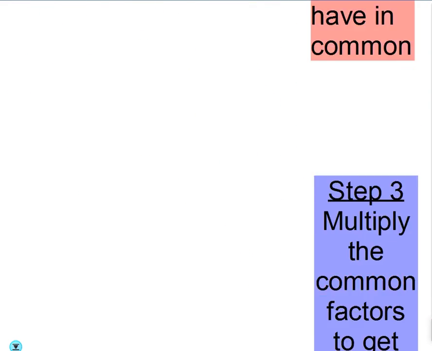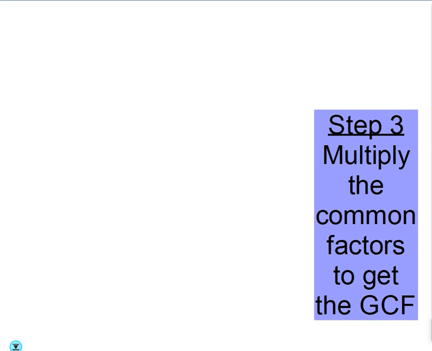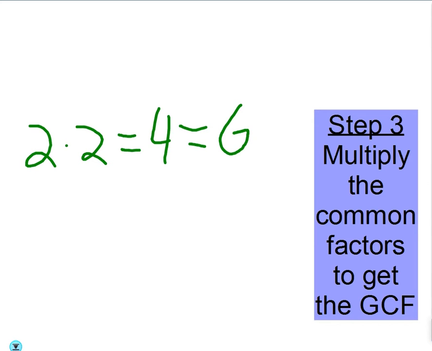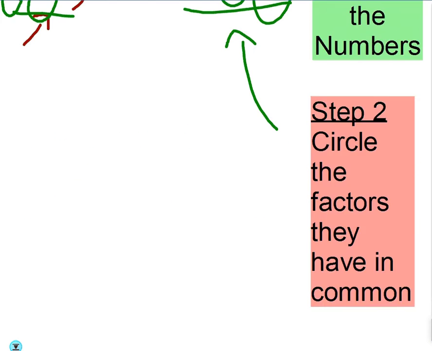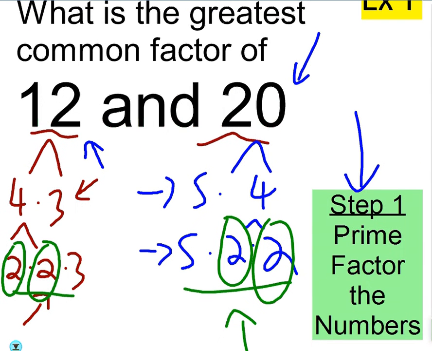Step 3, all we have to do now is multiply those factors to get the GCF. So what's 2 times 2? 4. That gives you the greatest common factor. In other words, 4 is the biggest number that divides into both 12 and 20.